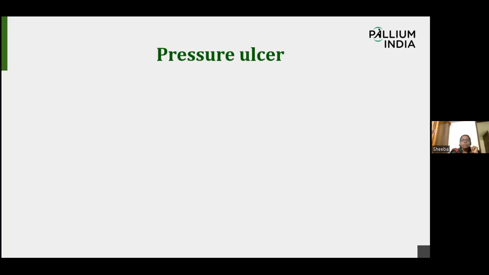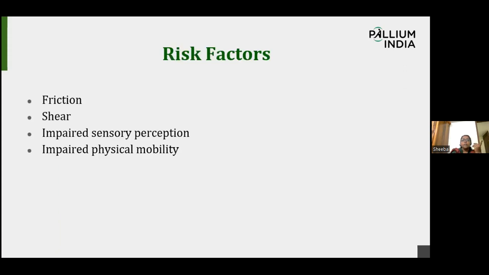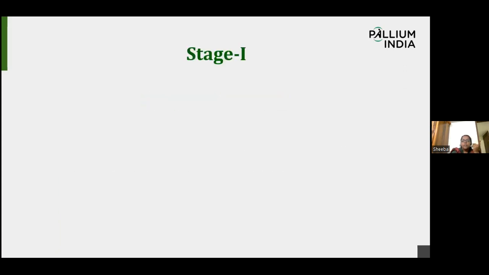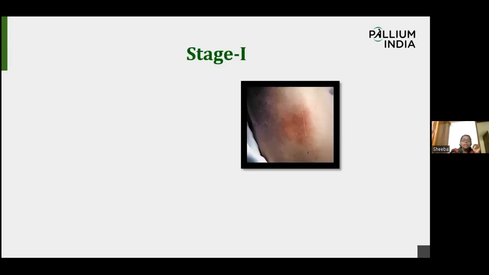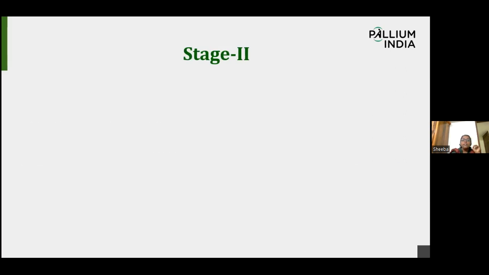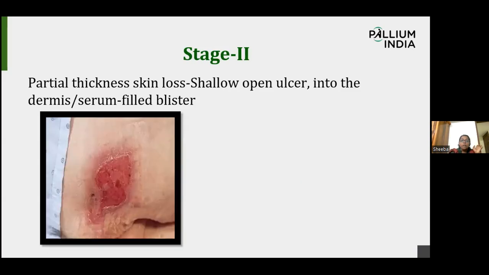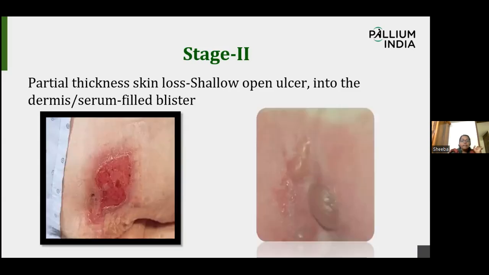Here, pressure ulcer stages you have mentioned. There are 6 stages. The first one is non-blanchable erythema, right? So the first stage is non-blanchable erythema. The second stage is partial thickness, only skin loss. So this is the second stage.